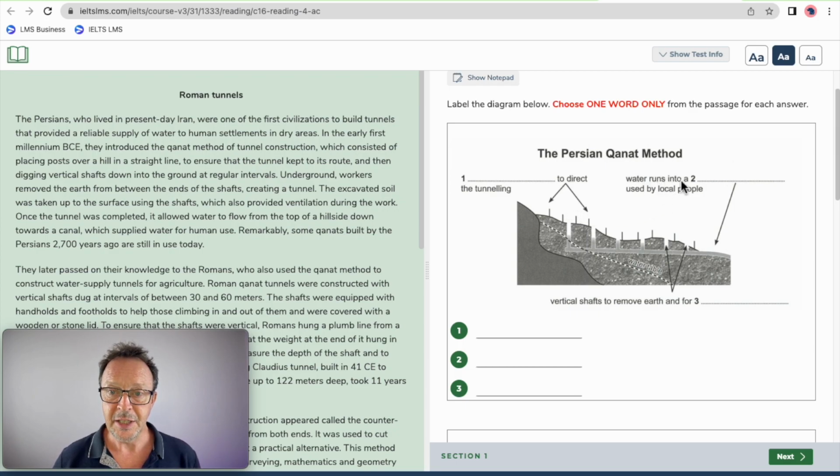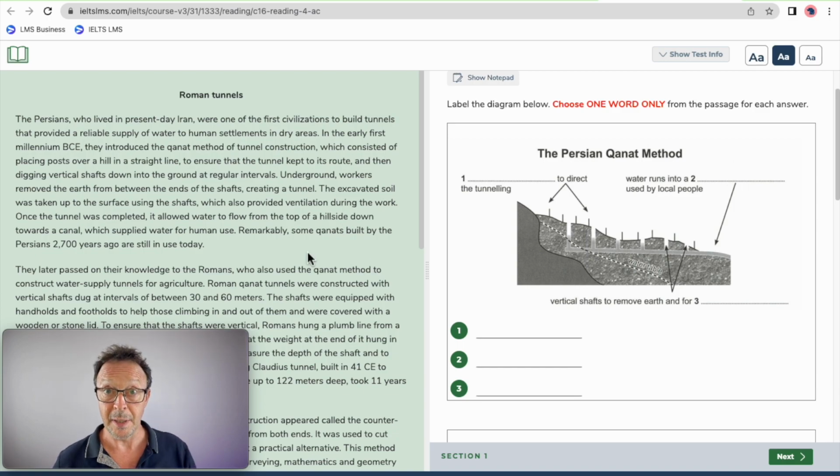Water runs into a something used by local people. Now that looks to me like a river or a canal or a stream or an aqueduct or something like that. And here, vertical shafts to remove earth and for something else. I'm not really sure what that is, but we've got these vertical shafts here. I can't guess at that, but it's for some kind of function. So, the Persian Qanat method, let's go and have a look.